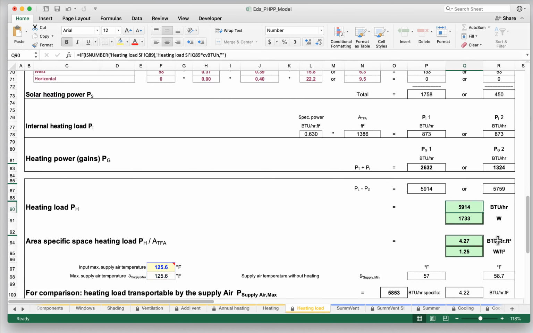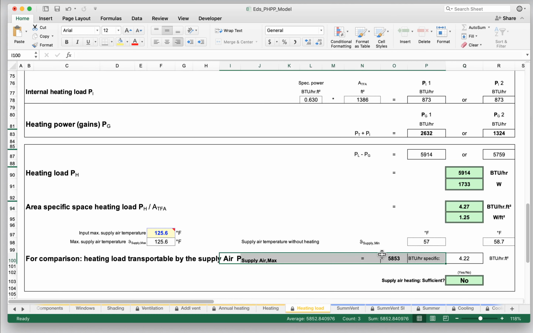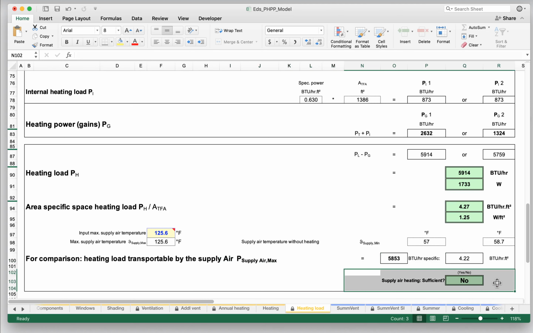If we then divide that by the TFA of the building, we get our specific peak heat load. We would then compare that to the maximum amount of energy which is transportable by our fresh air ventilation system. If we notice down here, we see that we at most could supply about 5,800 BTUs per hour of heat through the ERV, through the HRV, based on its flow rates. And therefore, we can't actually heat our building through the ERV or the HRV.